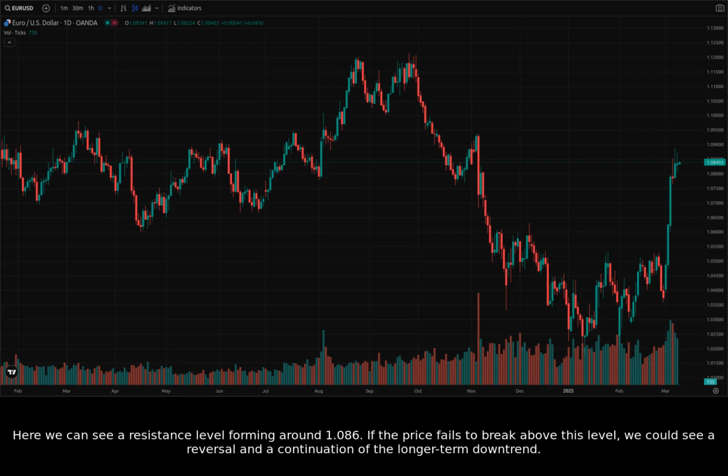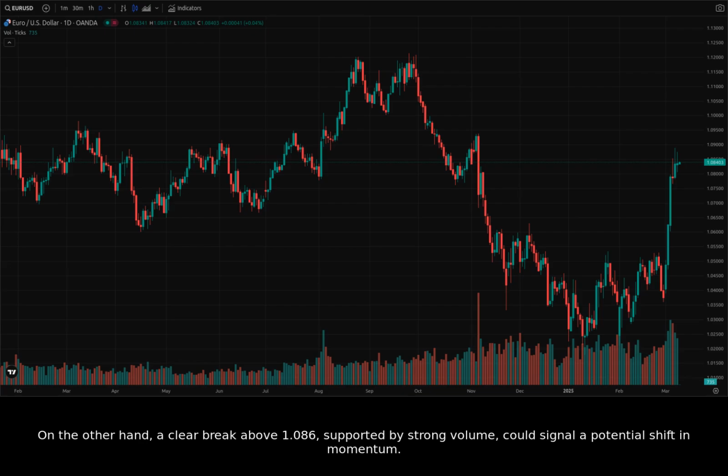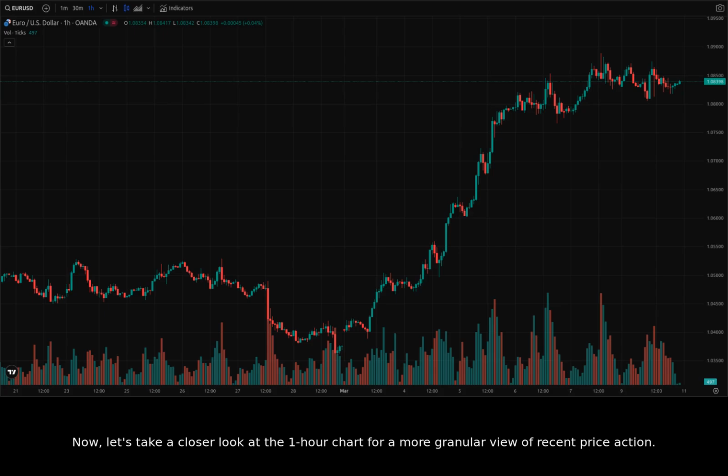Here we can see a resistance level forming around 1.086. If the price fails to break above this level, we could see a reversal and a continuation of the longer-term downtrend. On the other hand, a clear break above 1.086, supported by strong volume, could signal a potential shift in momentum. Now, let's take a closer look at the 1-hour chart for a more granular view of recent price action.